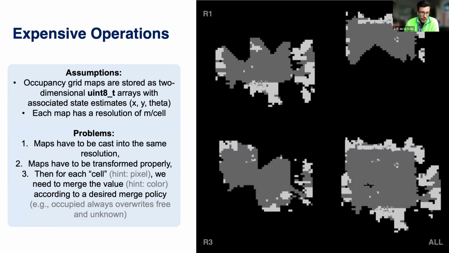So the expensive problems that you need to solve are, first of all, if you're trying to merge two maps with different resolutions, you have to put them into the same resolution to be able to compare them cell by cell. They also have to be transformed properly, right? Because you're storing them just as a two-dimensional array with a little metadata that tells you the position and the orientation, but you actually need to project those properly into the world space. And third, for each cell we want to merge the values according to your desired merge policy.